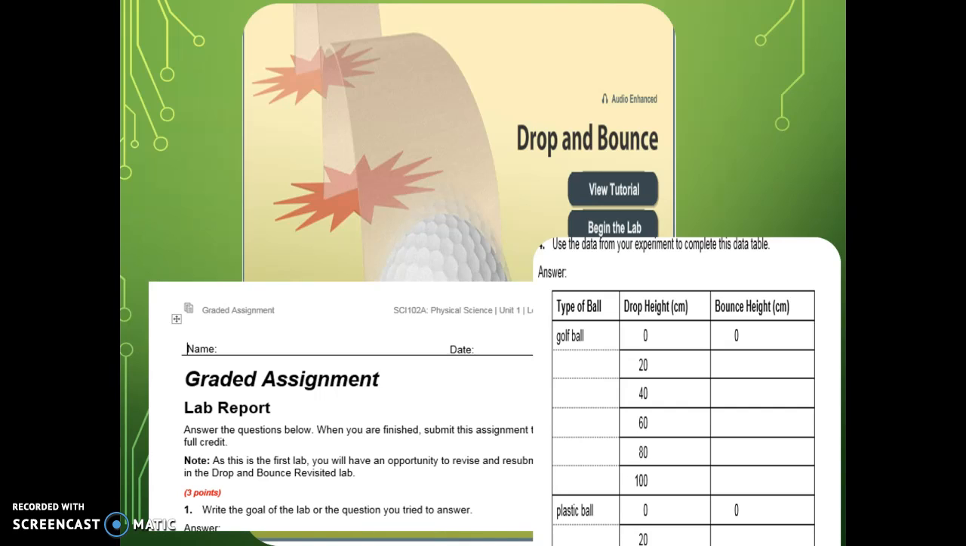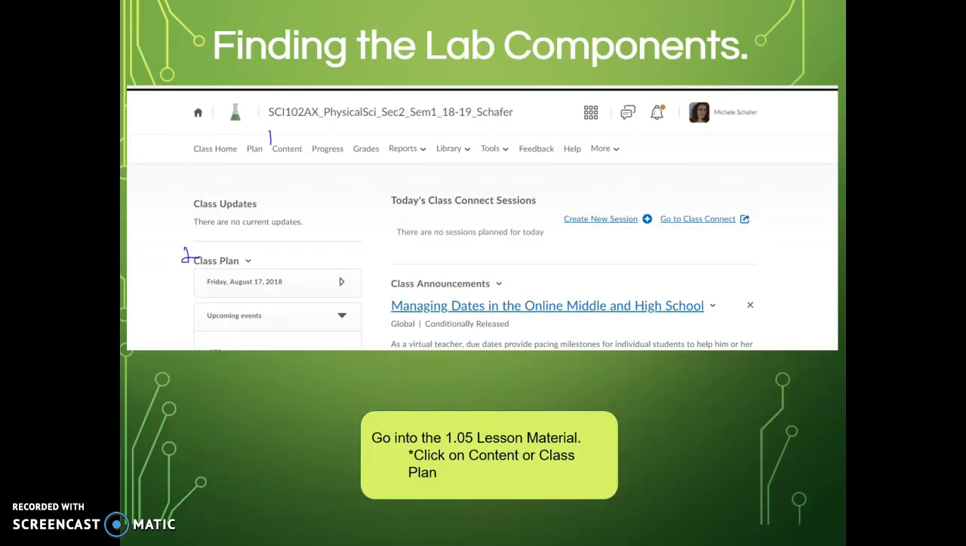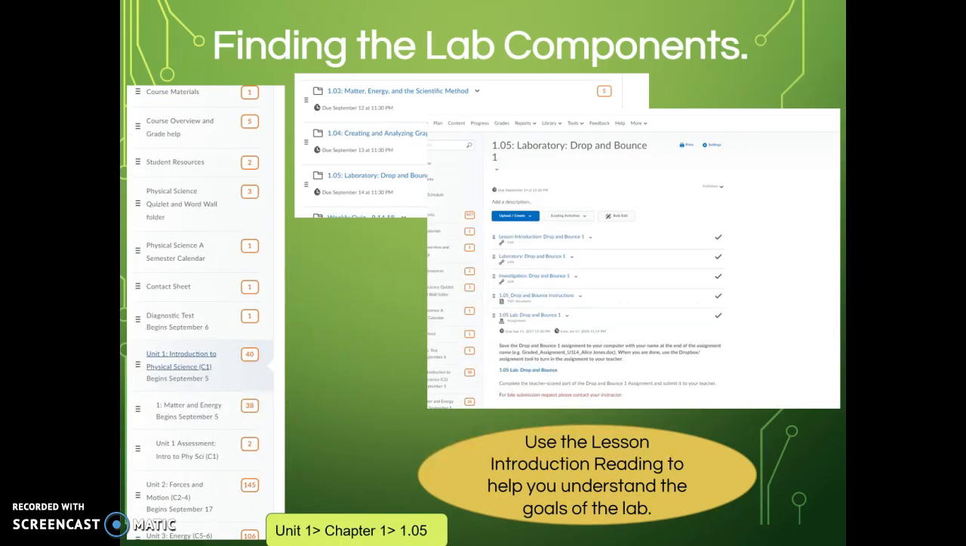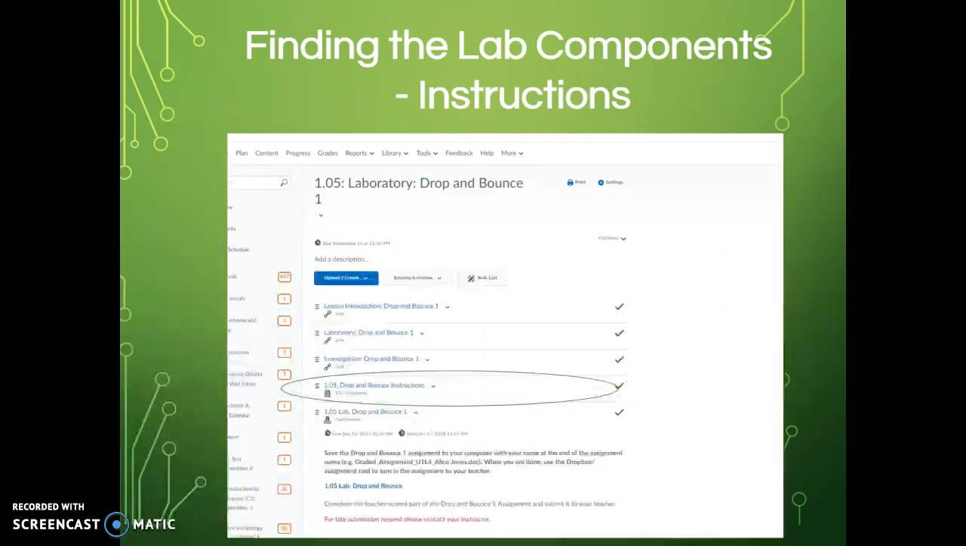This is just to help with the lab report, which you will find in the 1.05 under Unit 1. So it's Unit 1, Chapter 1, Lesson 5. And you'll want to download and use that information to help you. Remember, this file you must download. You cannot edit it where it is.